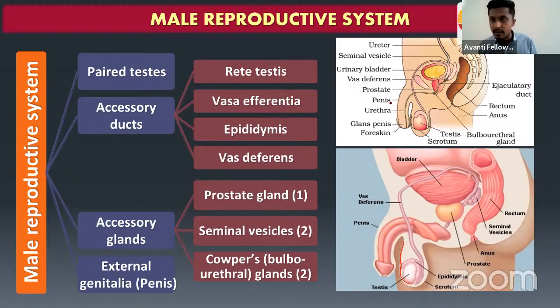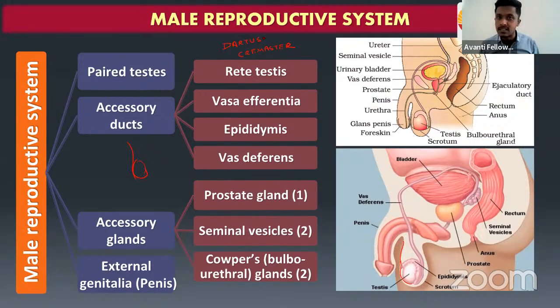Now, the testes are held together by 2 important sets of muscles. You have to remember, one is the dartos muscles and the other is the cremaster muscles. Cremaster muscles are like a net. Imagine that the testes are held, covered by a net, and the dartos muscles are something like this. If this is the testis, the dartos muscles come like this.